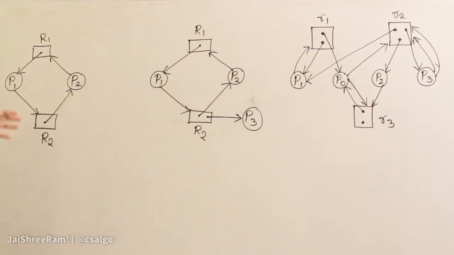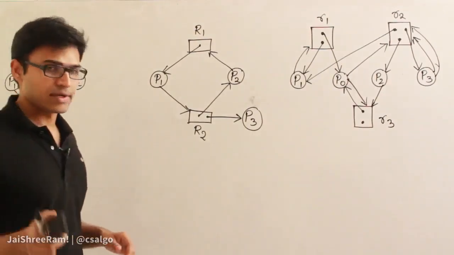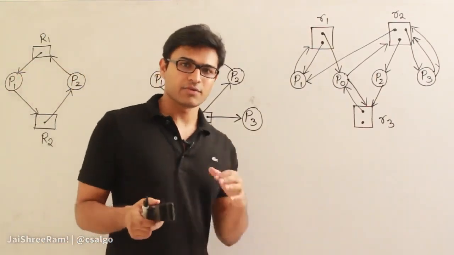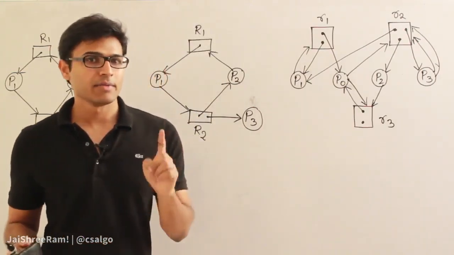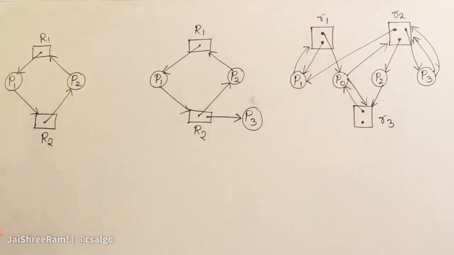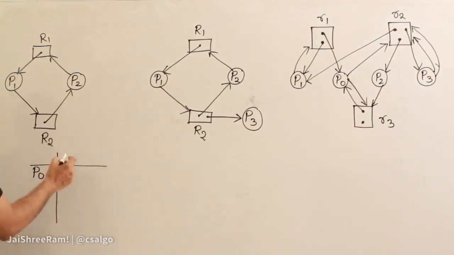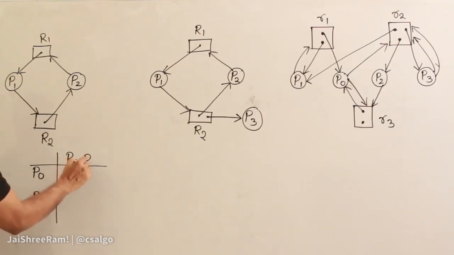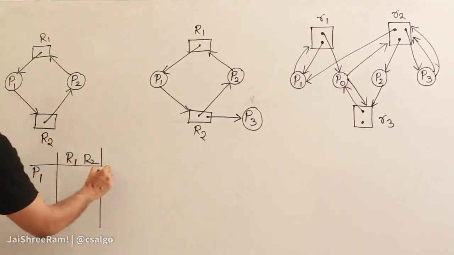If you didn't understand how to analyze it this way, maybe we shall go to the original method. See, if such a graph is given in your exam and you don't know what to answer, then convert it to the table method, and from the table method you can easily solve it, right? So watch this one from the table method. How many processes are there? Two processes, P1, P2. And how many resources are there? Two resources, R1, R2.